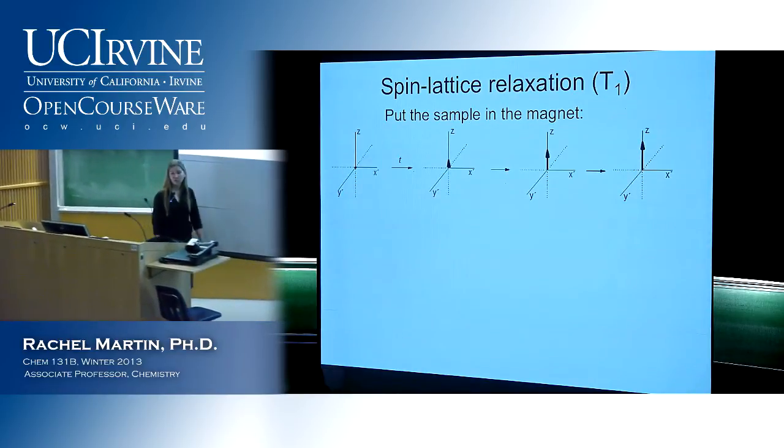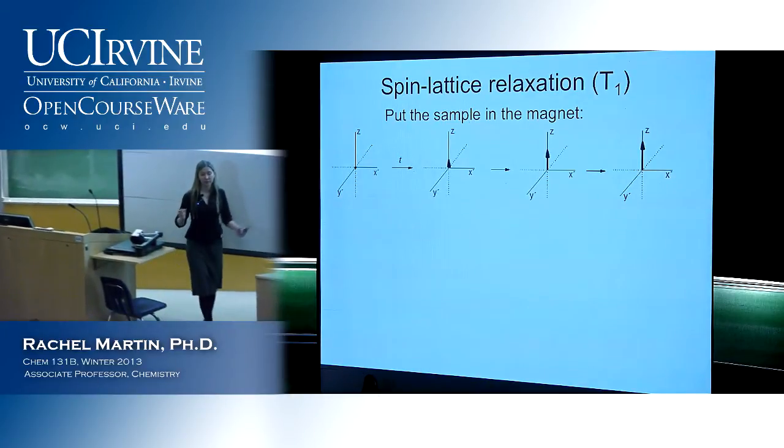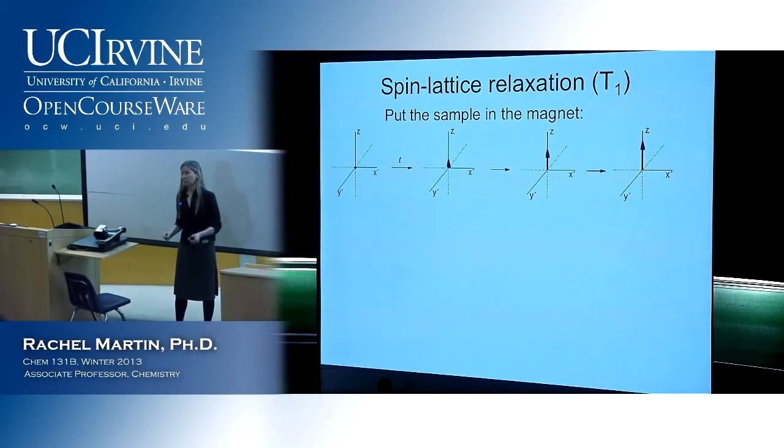Okay, so if I put the sample in the magnet, so I go to the liquids machine and put my little NMR tube in the top of the magnet and let it sit there, how long does it take for my spins to align along Z? What do you think? Anybody want to take a guess?